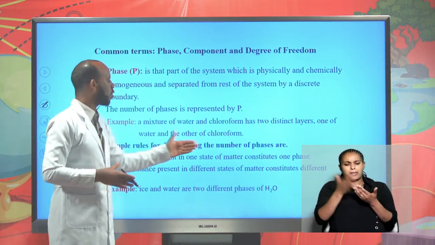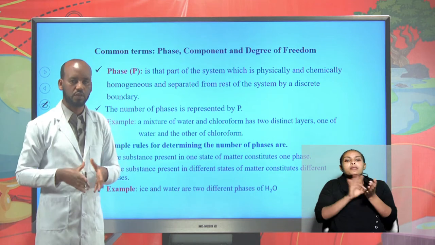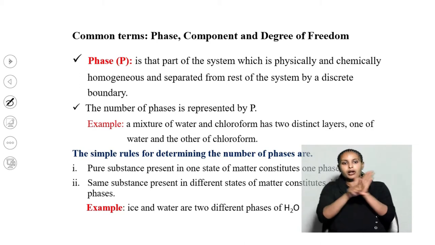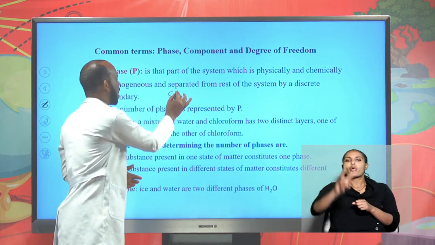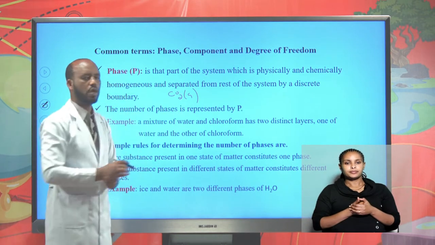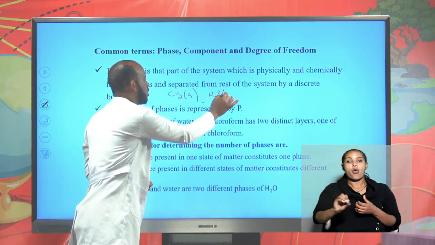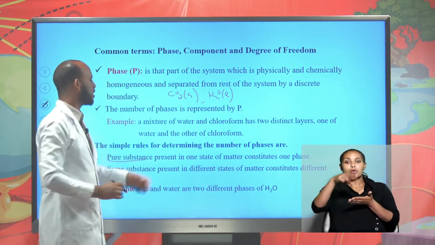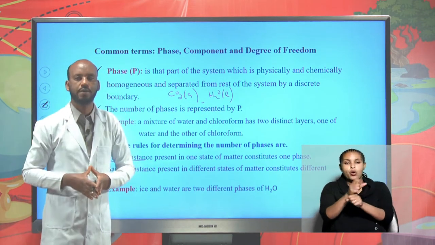The simple rules for determining the number of phases. How can we determine the number of phases for a given system? These are the rules. 1. A pure substance present in one state of matter constitutes one phase. You can take carbon dioxide gas, which is a one-phase system. Water, liquid H2O, is a pure substance; liquid is one phase. Therefore, a pure substance present in one state of matter constitutes one phase.